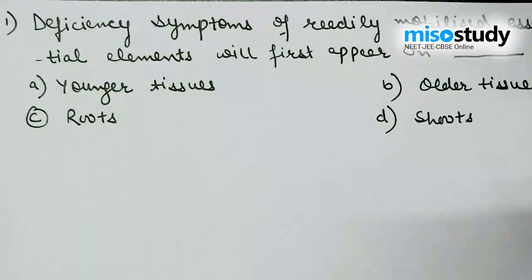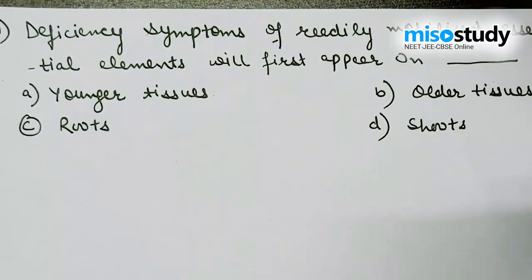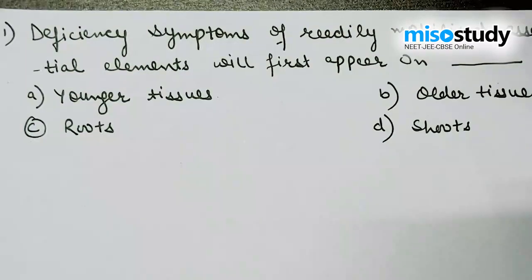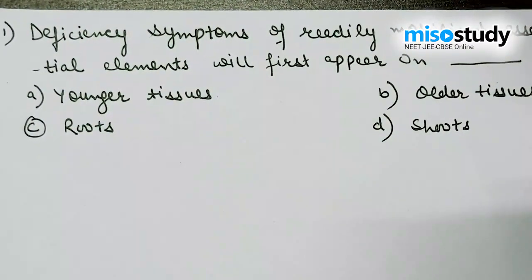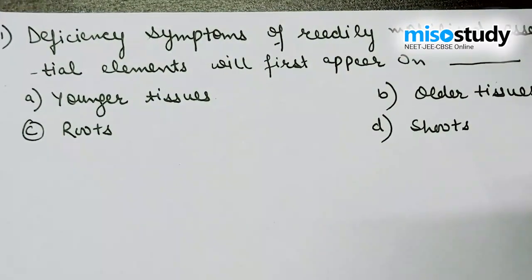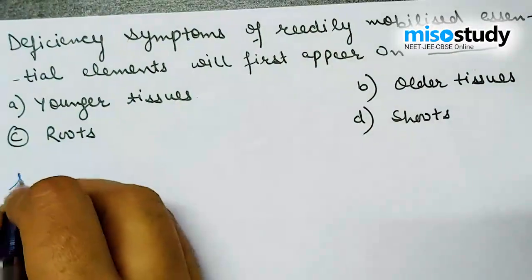Let's start the session with the first question. Deficiency symptoms of readily mobilized essential elements will first appear on: A. Younger tissues, B. Older tissues, C. Roots, D. Shoots.